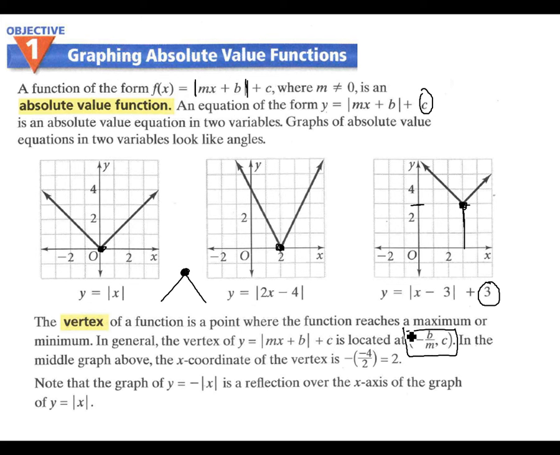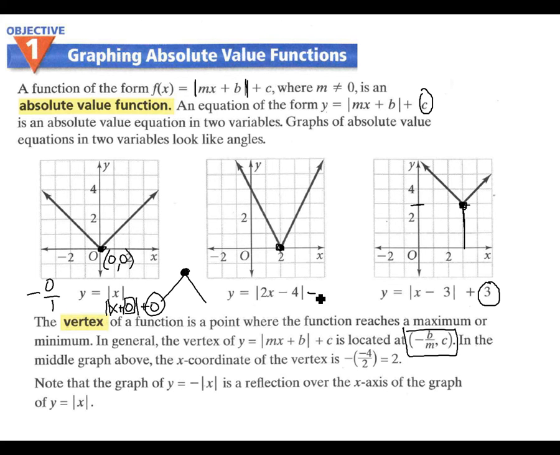To find where your vertex is, here's your formula: negative b over m, comma c. Let's take a look at this for the first one. Our formula is really absolute value of x, plus 0, plus 0. So negative b would be 0. Negative 0 over m, which is 1, would be 0. Comma, what's the c number? 0. So 0 comma 0.